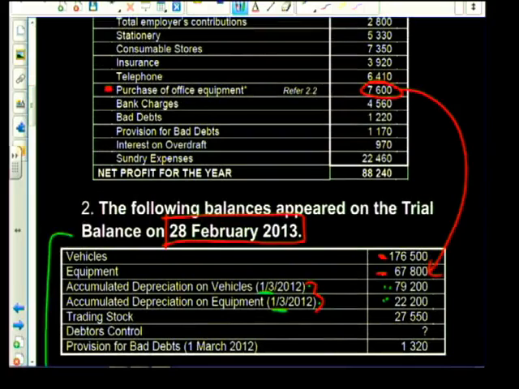This 7,600 Rand was purchased during the year, and they're telling us that it is included in this balance of 67,800. So we can't just simply take the 67,800 and put it in as the opening balance, because the question tells us that there was 7,600 Rand that was actually included in there that should not have been included, because we didn't have that at the beginning of the year.